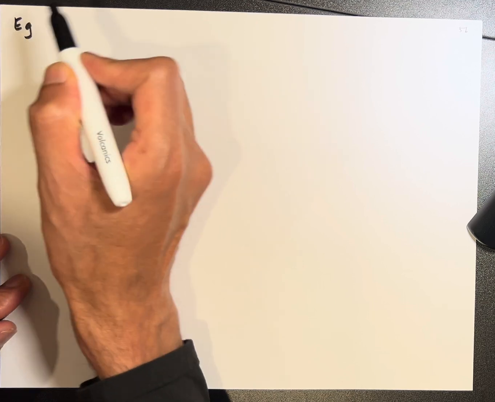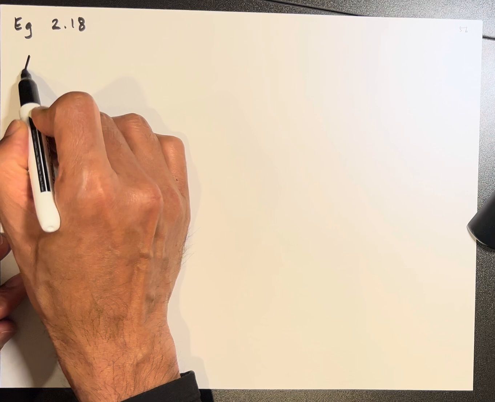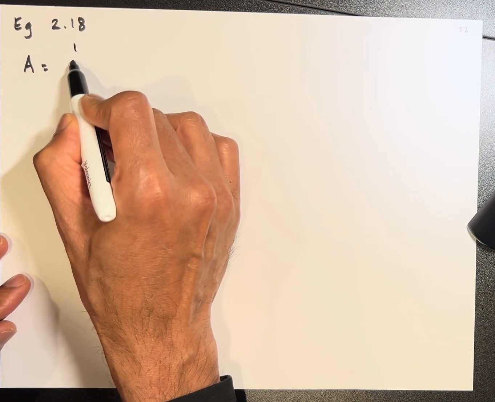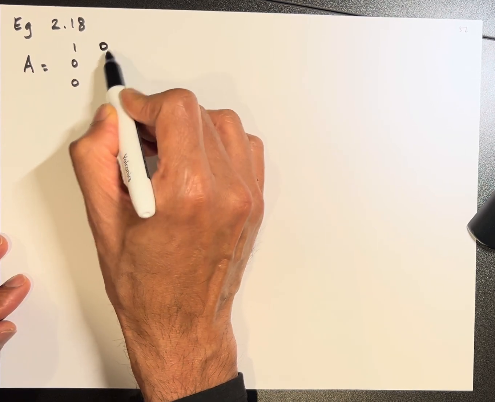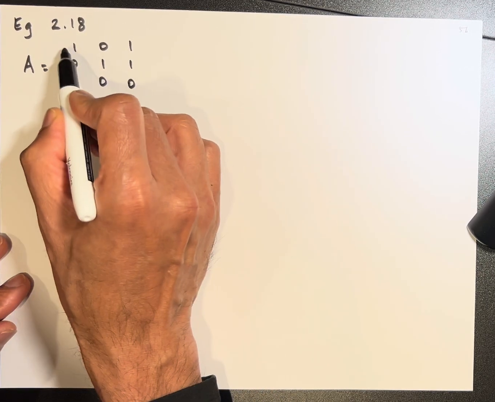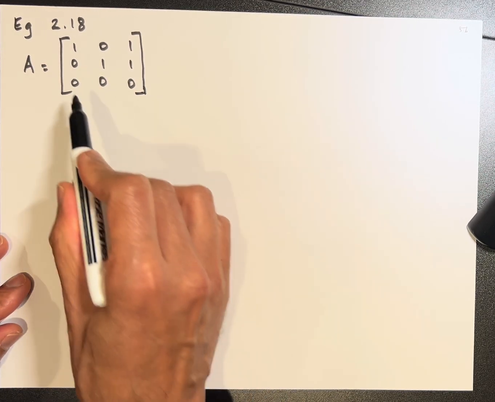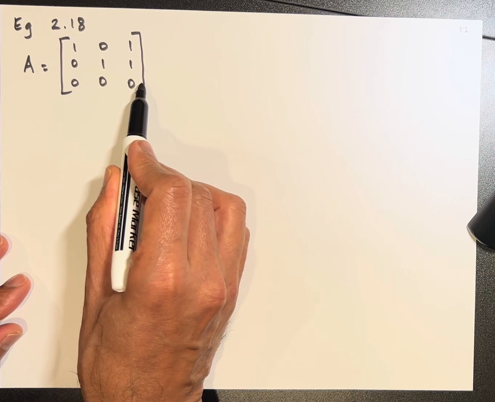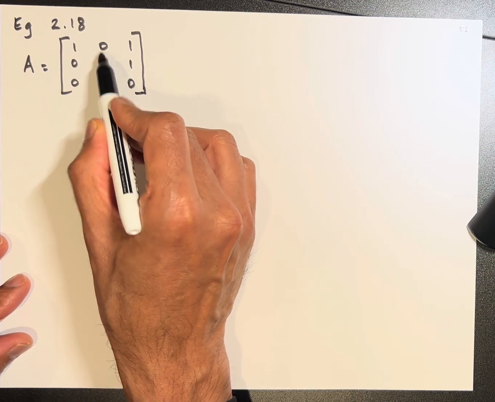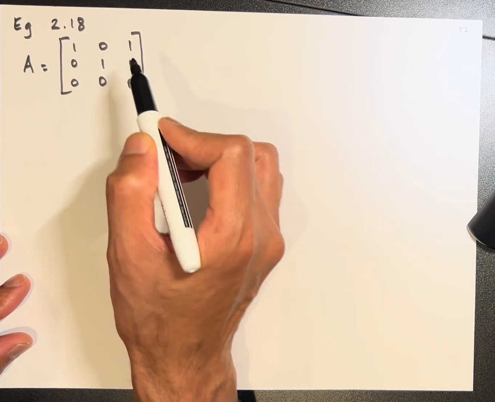These are examples given in example 2.18 on rank. So A equals the matrix with rows 1 0 0, 0 1 0, and 1 1 0. Obviously, we can see the bottom row is all zeros, and we see that this 1 and 0 are flipped, which means you can't express this as any linear combination of this. So the rank of A is 2.